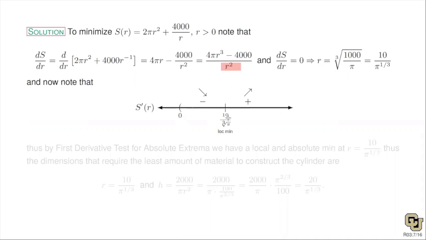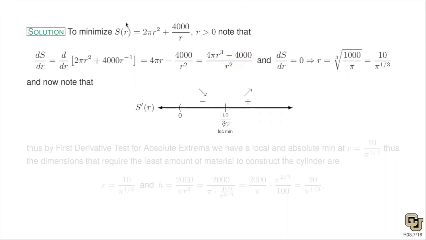To the left of 10 over the cube root of pi, I thought about what happens as r approaches 0. Not equal to 0, but approaching 0. If you look at the numerator, as r approaches 0, this 4 pi r cubed term gets really small. It goes down really small. Smaller than 4,000, this is going to be negative. To the left of 10 over the cube root of pi, the function's going to be negative.